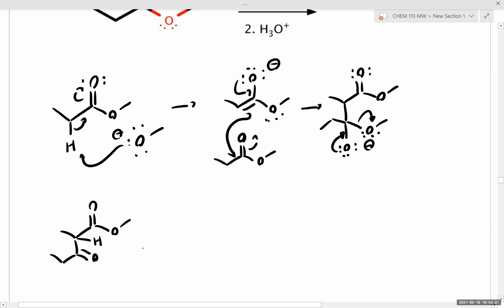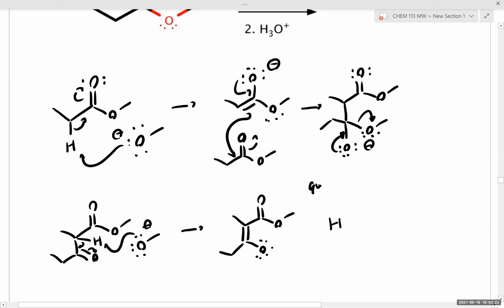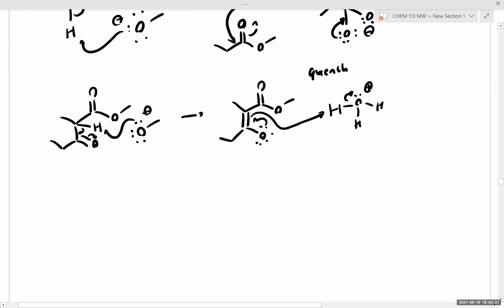And then from here, as our key final step, we are going to deprotonate our alpha position to form our enolate. From here, during the quench step, we can treat with H3O+ to quench out our enolate and generate a neutral isolable beta ketoester.